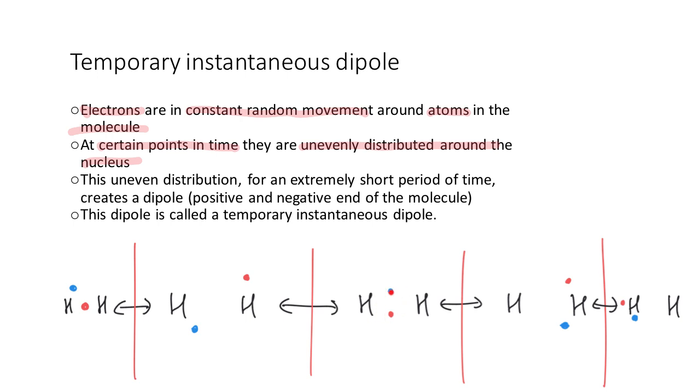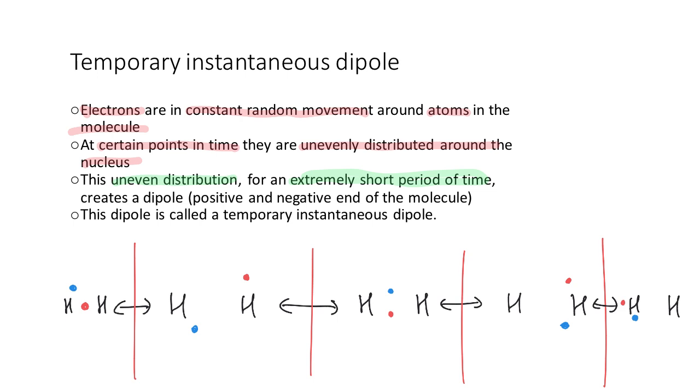This would be a time where they are evenly distributed. This is probably a time where they're evenly distributed, but this is a time where they're unevenly distributed. There's more electrons on this side here, so this is a more negative side, and this is a more positive side. Over this point in time, they're more on this side of the molecule, so this side becomes the negative side, this side becomes the positive side. This uneven distribution exists for an extremely short period of time, because these electrons are moving very quickly and randomly, so these arrangements all exist in moments of time.